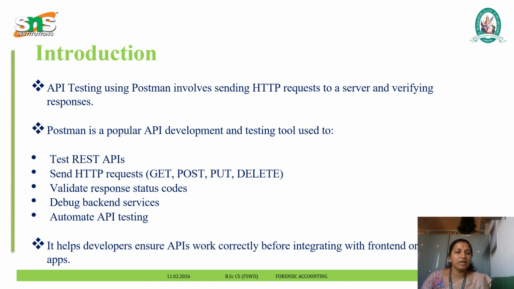Each and every test API comes under the request types get, post, put, and delete. Already we saw in the previous section, we validate each and every response along with the status. Each and every debug of backend services comes with automated API testing. It ensures the API works before integrating each and every front end and backend process.